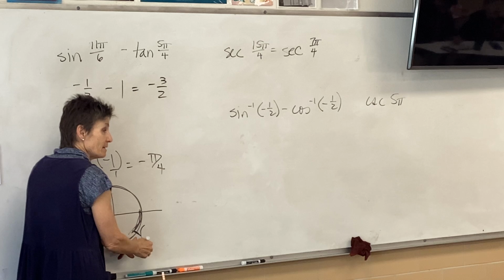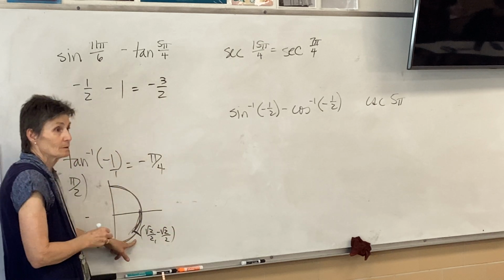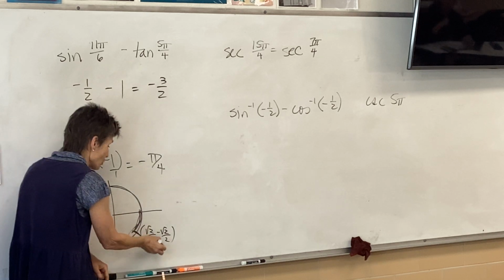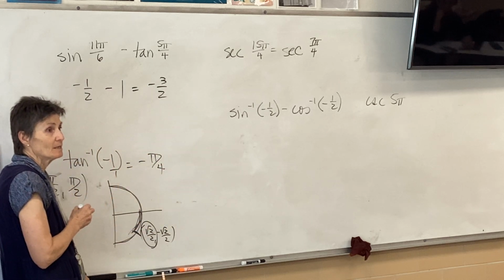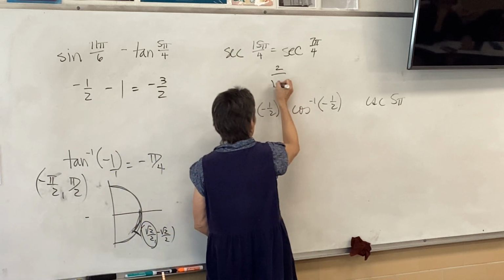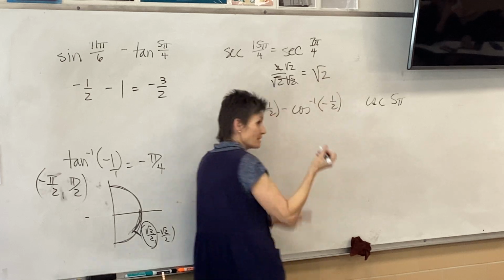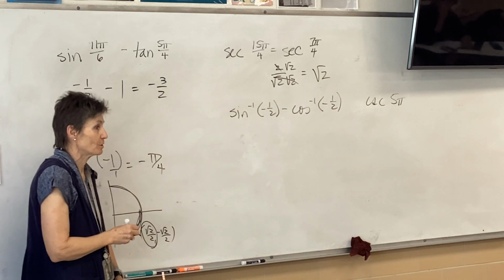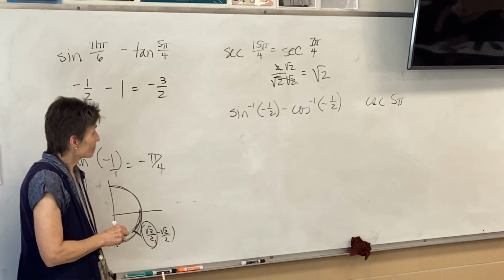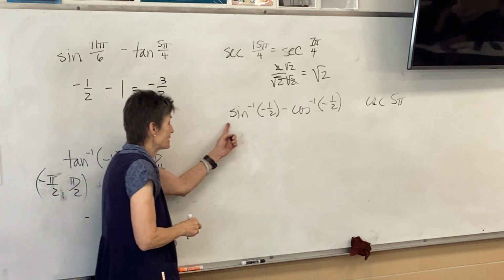This coordinate is √2/2, negative √2/2. I want the secant, and the secant is the reciprocal of the cosine. So 2/√2, this one has to be simplified because it breaks all the way down to √2. Good?